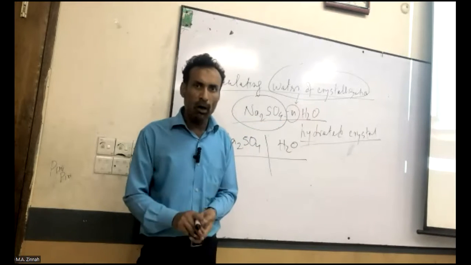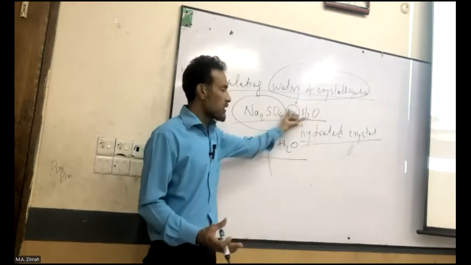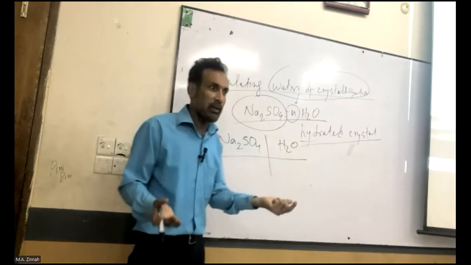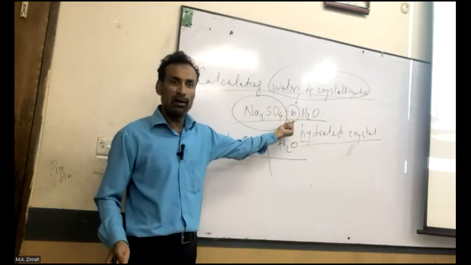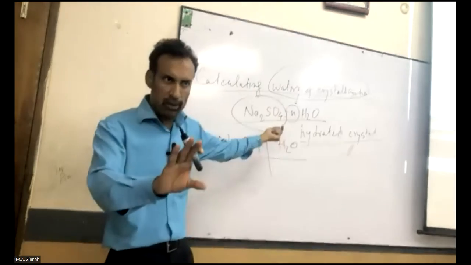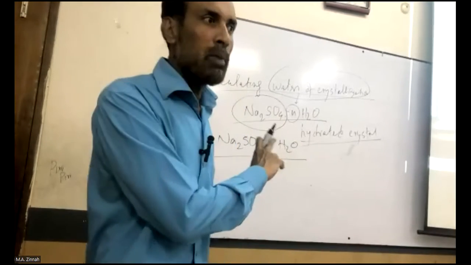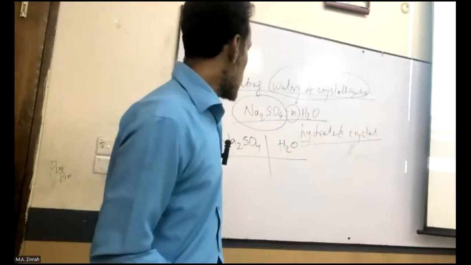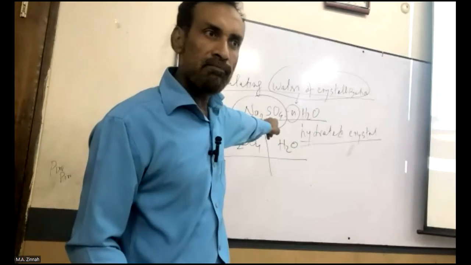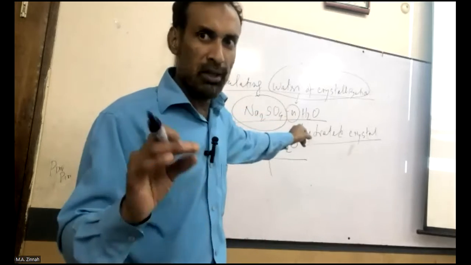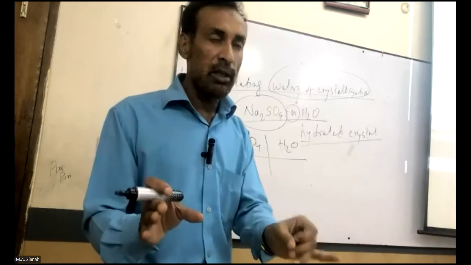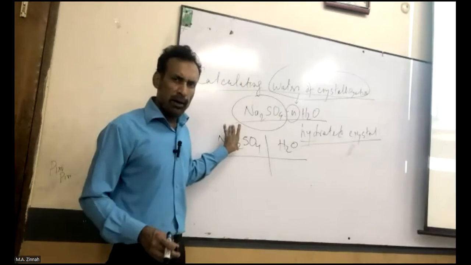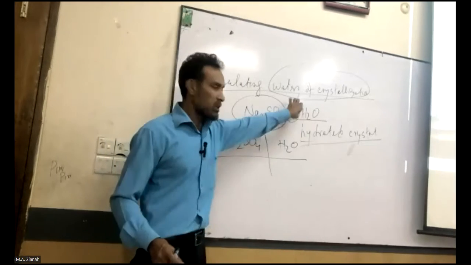Okay, if you have the values of these two separately, then you can calculate the value of n. So our target is to calculate n, how much water there is. This is called water of crystallization. And to calculate this, you need masses, right? Which masses? Mass of the anhydrous salt and mass of the water.